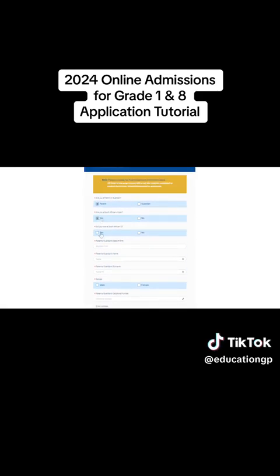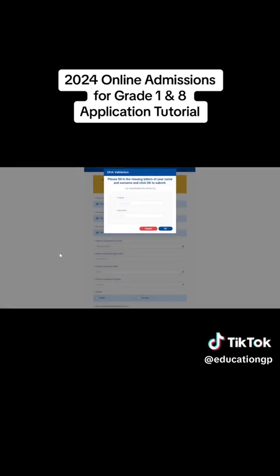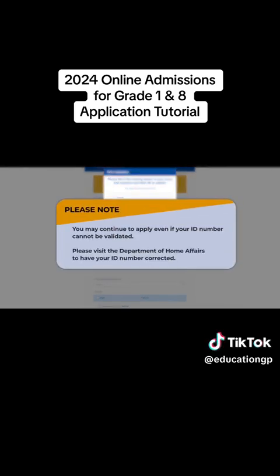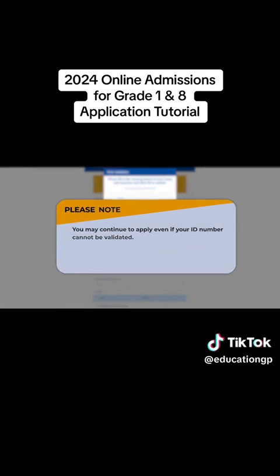After you enter your ID number, a DHA validation box will appear where you need to type in all the consonants in your name and surname as it appears in your ID document. You may continue to apply even if your ID number cannot be validated, but please visit the Department of Home Affairs to have your ID number corrected.